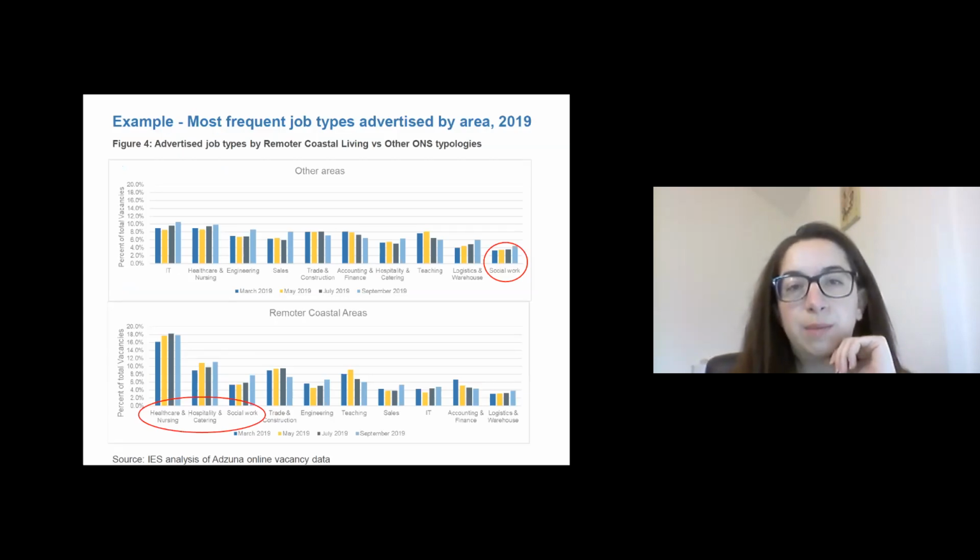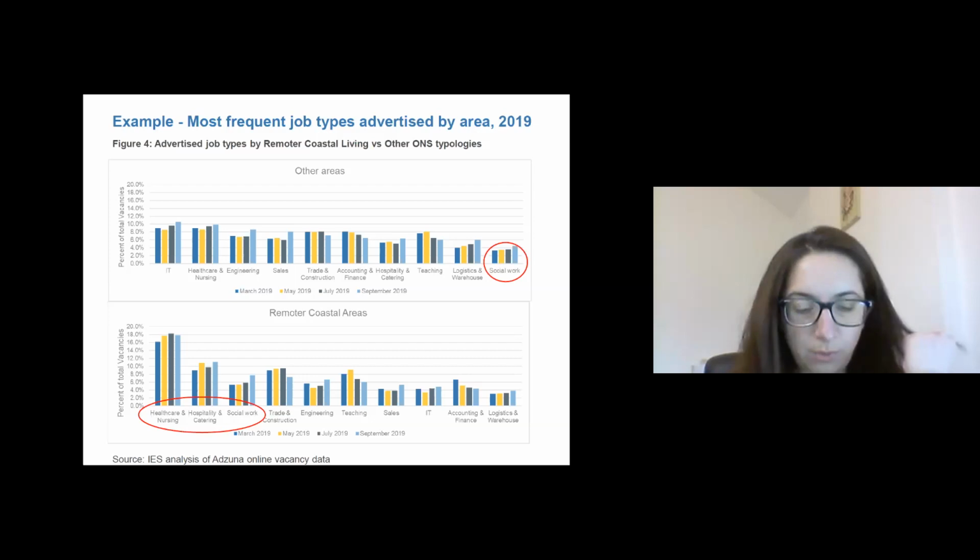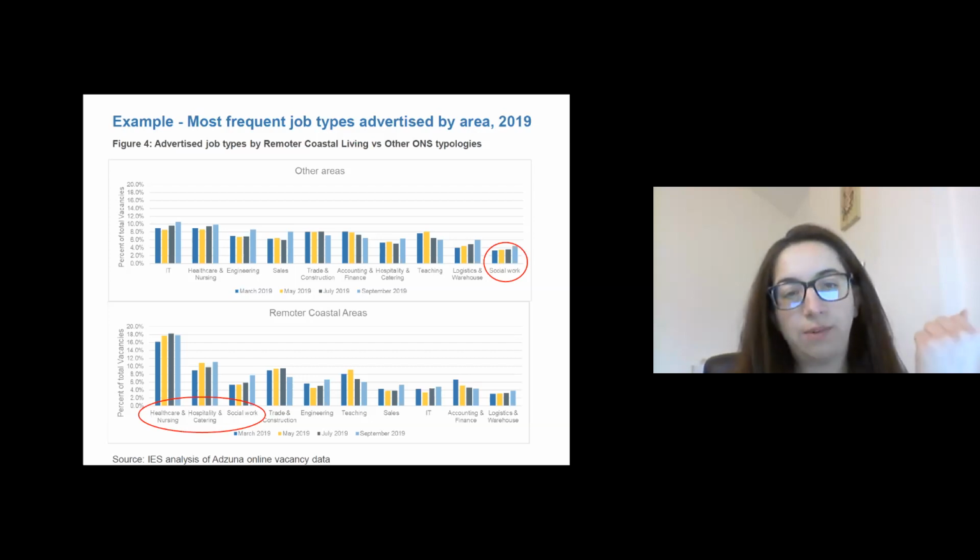So here, for example, we're looking at the top 10 most advertised jobs in coastal areas and other ONS typologies. And we see that 16 to 18% of advertised jobs in coastal areas are in healthcare and nursing, and 6 to 8% of them are in social work, whereas in other areas, less than 4% of jobs are in social work, and 8 to 10% are in healthcare and nursing.